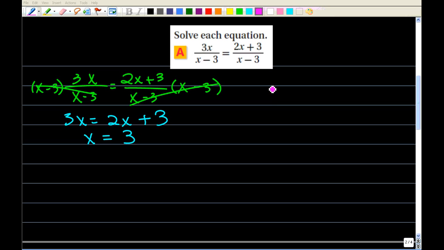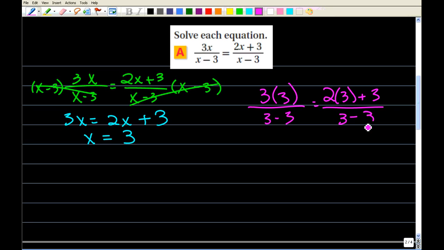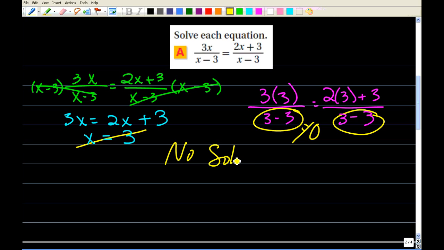So if we plug in the 3, we have 3 over 3 minus 3 equals 2 plus 3 over 3 minus 3. In both of these denominators, we would get 0. And that is not allowed because it would be undefined. So it's undefined for x equal to 3, so that's not our solution. Instead, we would have no solution.